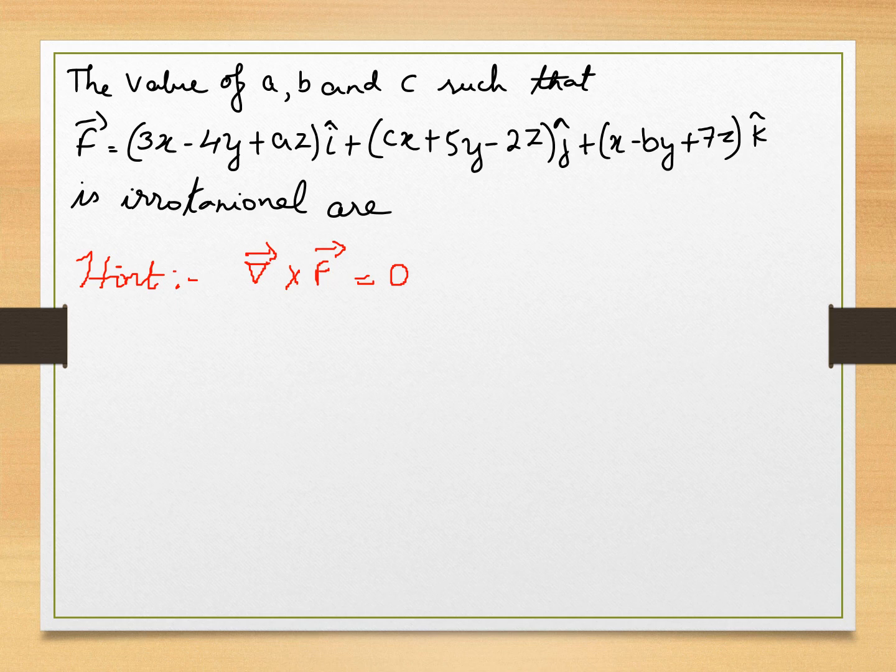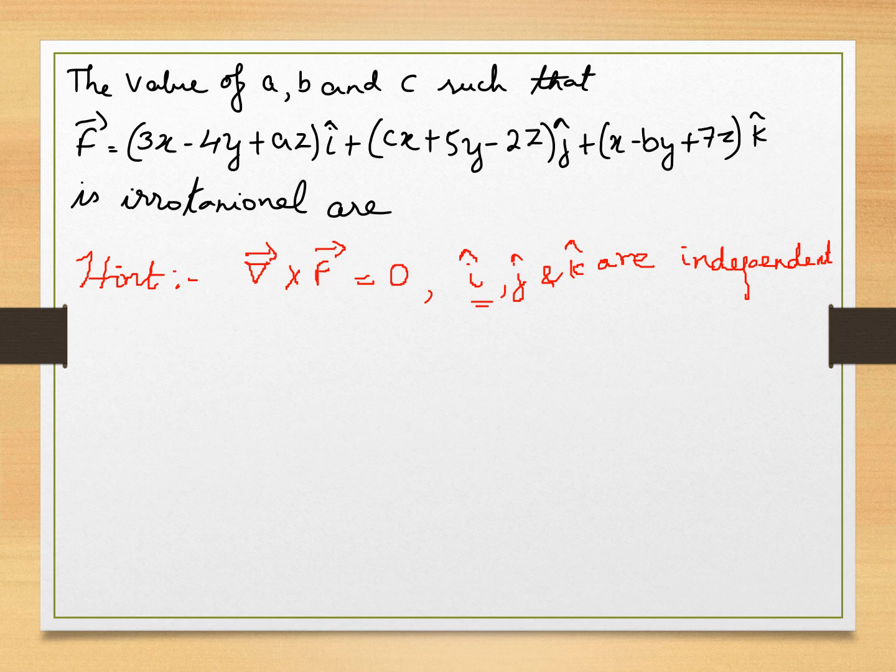Another thing which you should notice, i cap, j cap and k cap are independent vectors, independent of each other. That also you should keep in your mind to solve this question.